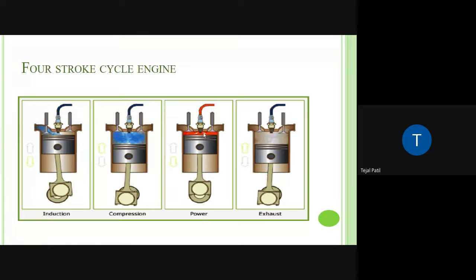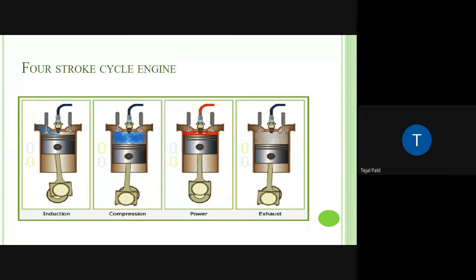But now if we see the property of the petrol, it has a very high auto ignition temperature. Auto ignition temperature means what? When the temperature of that fuel reaches that temperature and slightly goes beyond that, automatically, without any sparking or any external means, the combustion will start.